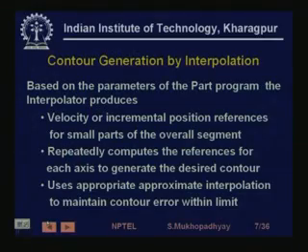So velocities or incremental position references for small parts of the overall segment are to be generated repeatedly and then sent as references for each axis, that is x, y, z axis drives, to generate the desired contour. We have to compute and recompute them so often that the contour error is kept within a certain maximum. So this is the job of the interpolator.